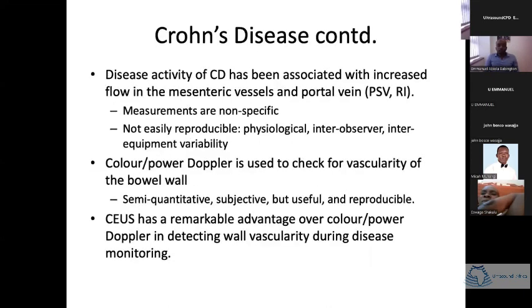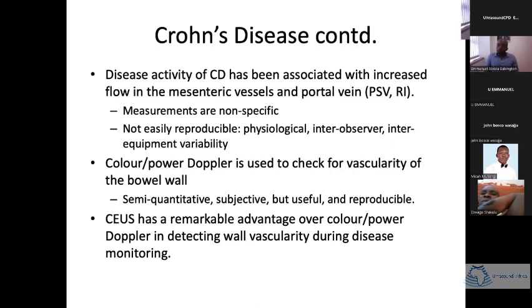The disease activity of Crohn's disease has been associated with increased flow in the mesenteric vessels and portal veins. This is a bit of a particular aspect, but these measurements show increased PSV, decreased velocity and respiratory index in the mesenteric vessels and in the portal veins in some research. But the measurements are not specific and you cannot easily reproduce them because, for physiological reasons, some patients after having certain meals could have increased or reduced PSV in their portal vein. And even the same sonographer or radiologist could scan the same patient a couple of times and get different readings.